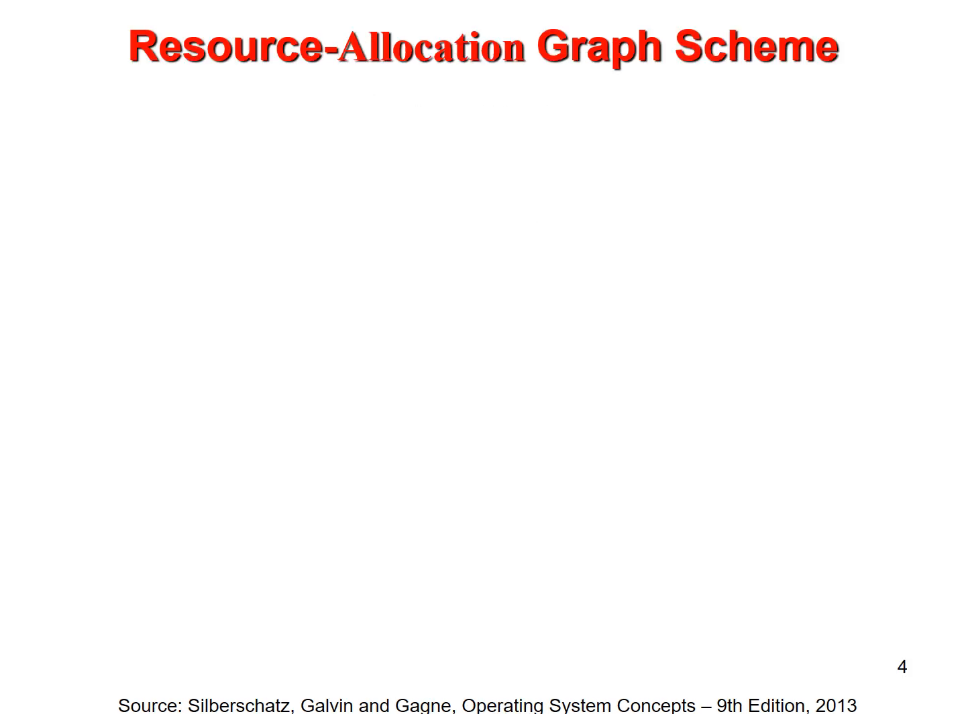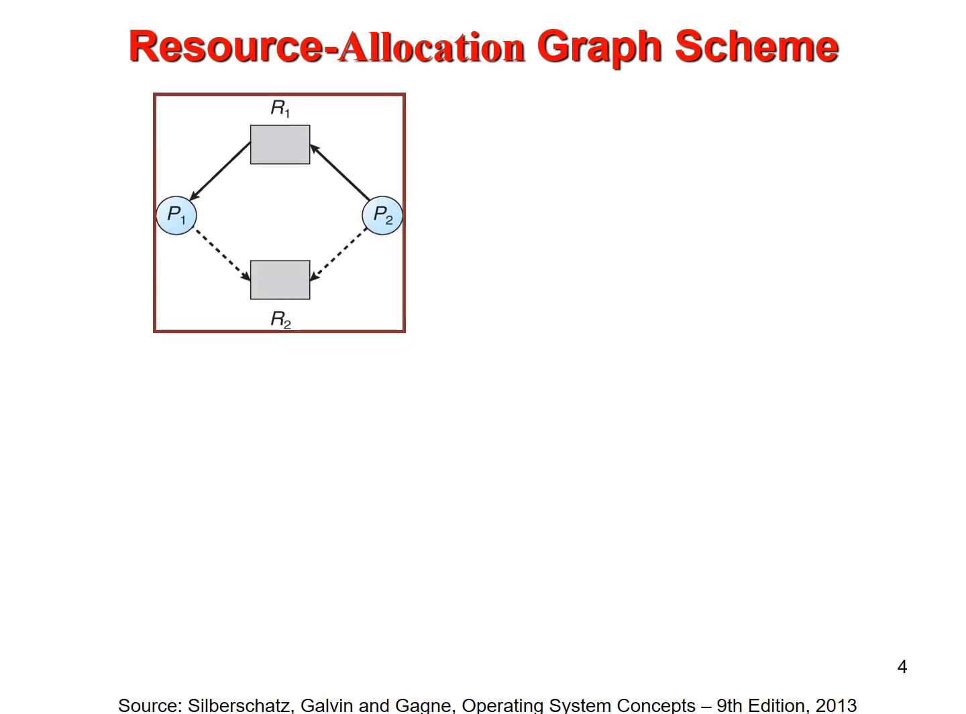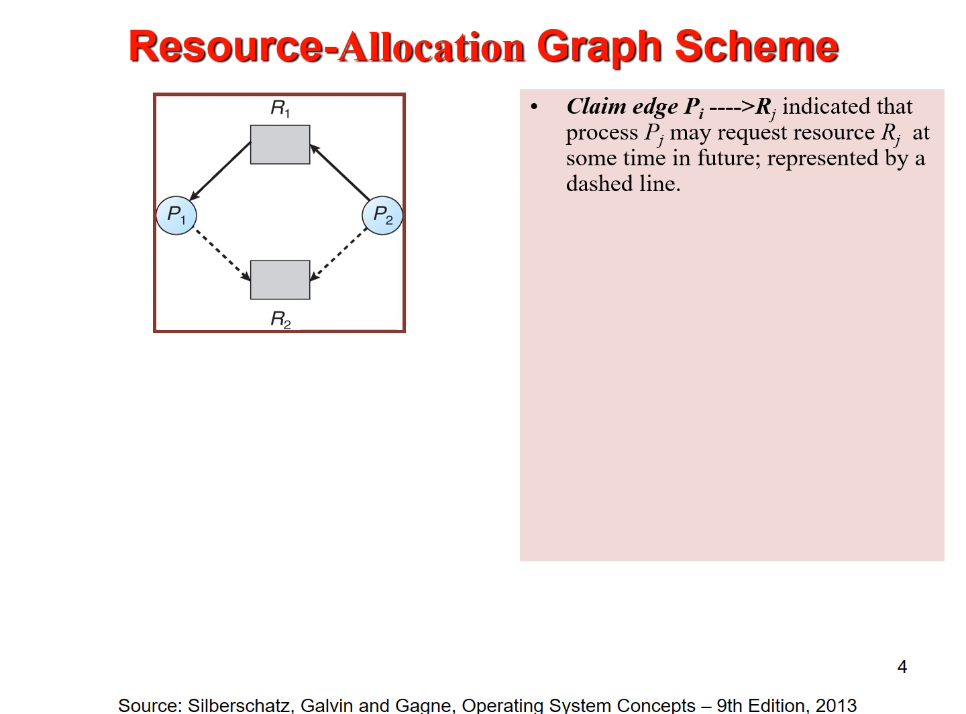Resource allocation graph scheme. Consider this resource allocation graph. Here, there is a claim edge. Pi to Rj means Pi may request Rj. You could see it's a dashed line. This edge is a dashed edge. So P1 to R2 there is a claim edge, and P2 to R2 there is a claim edge.